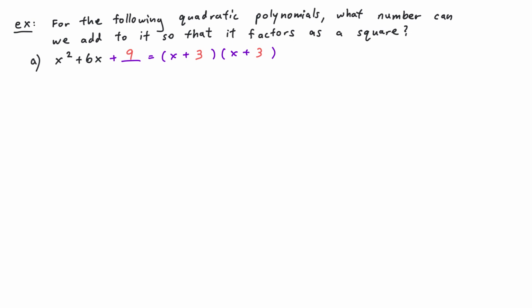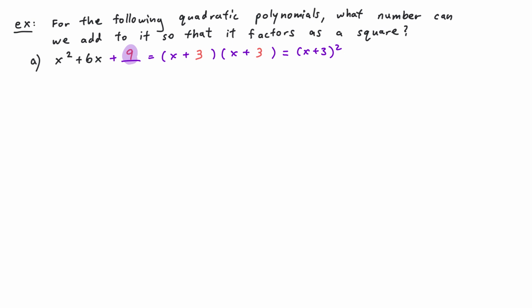So basically, if we started off with the quadratic x squared plus 6x, if we add 9 at the end here, then our quadratic is going to factor as x plus 3 times x plus 3, which we can group together as x plus 3 squared. This process is what we call completing the square. We started with a polynomial, we added a number at the end so that it factors as a square.